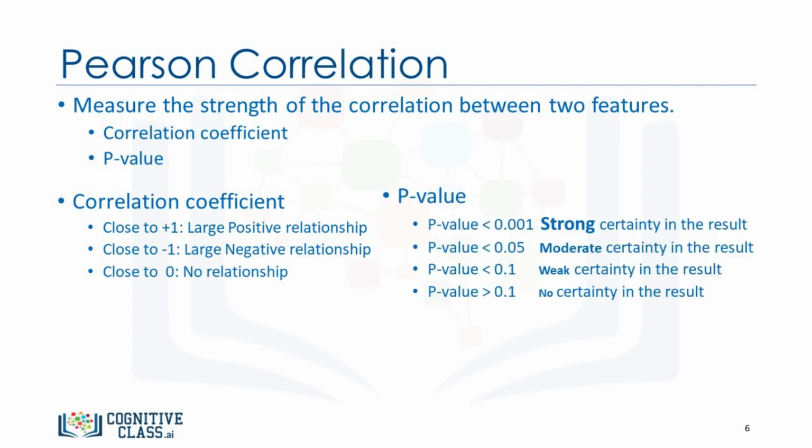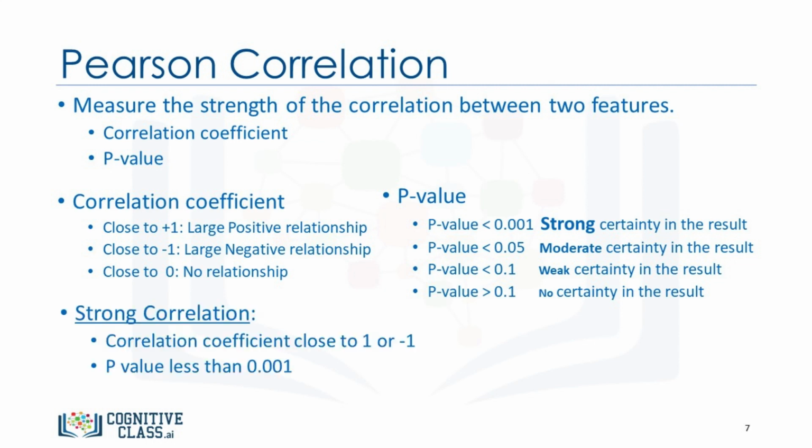Next, the p-value will tell us how certain we are about the correlation that we calculated. For the p-value, a value less than 0.001 gives us a strong certainty about the correlation coefficient that we calculated. A value between 0.001 and 0.05 gives us moderate certainty. A value between 0.05 and 0.1 will give us a weak certainty, and a p-value larger than 0.1 will give us no certainty of correlation at all.